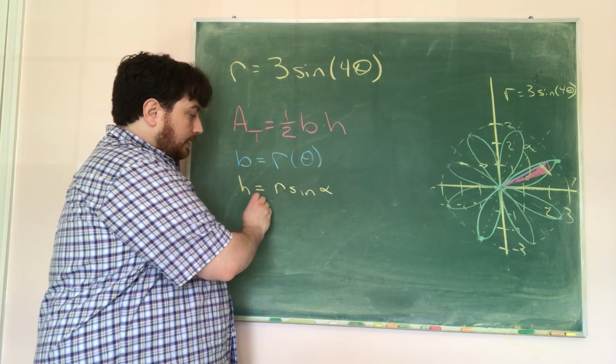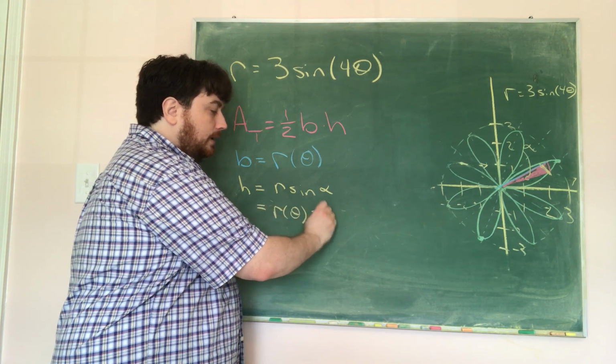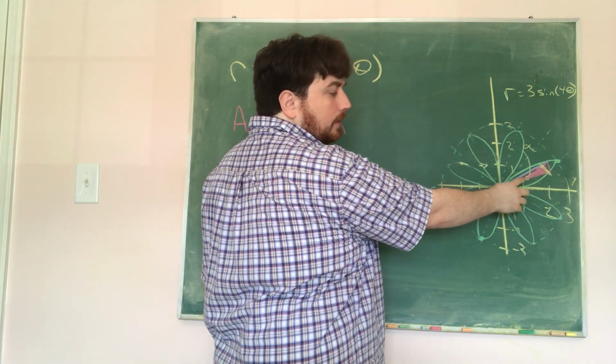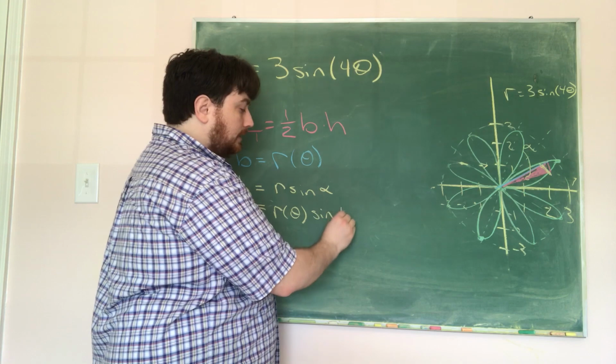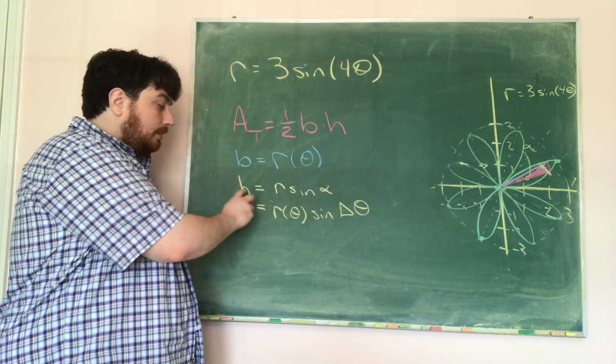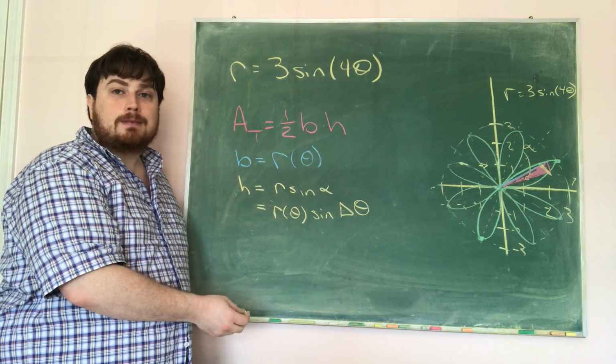So if I want to simplify this, I know r based off of theta, but now that alpha there, eventually this is going to get smaller and smaller. So what that really is, is my change in my angle theta. So I get my height is r of theta times sine of delta theta.